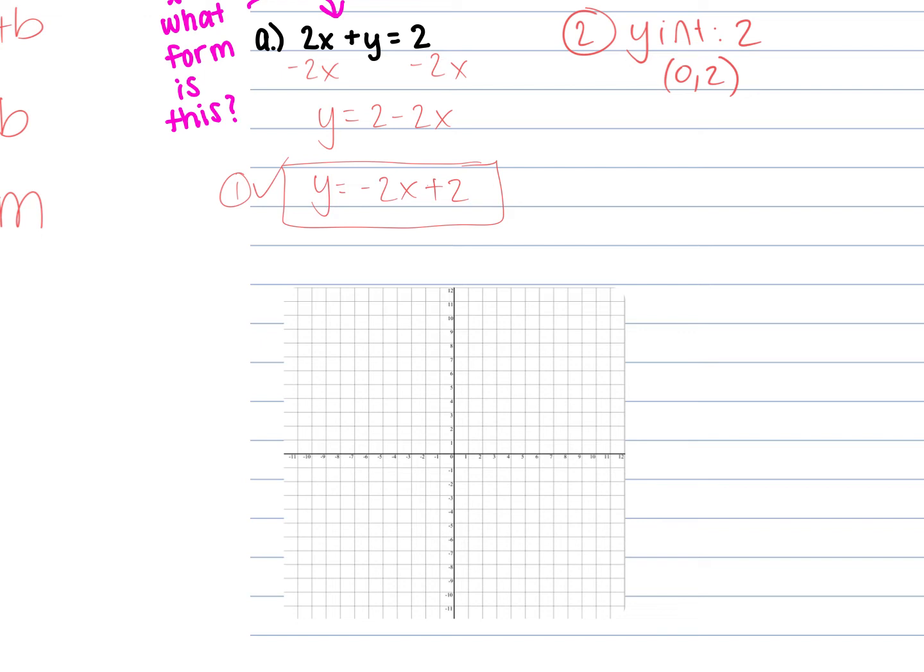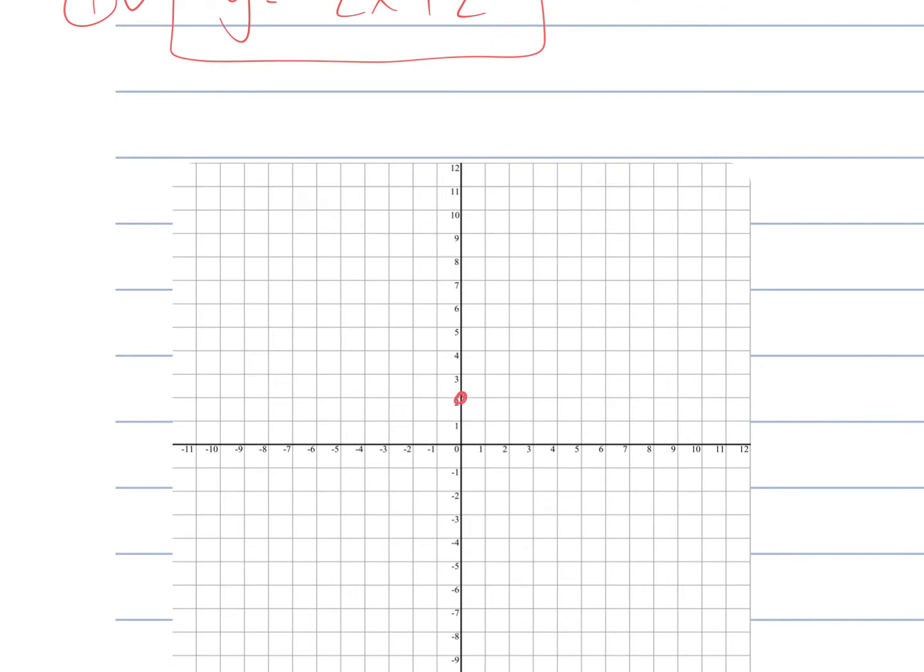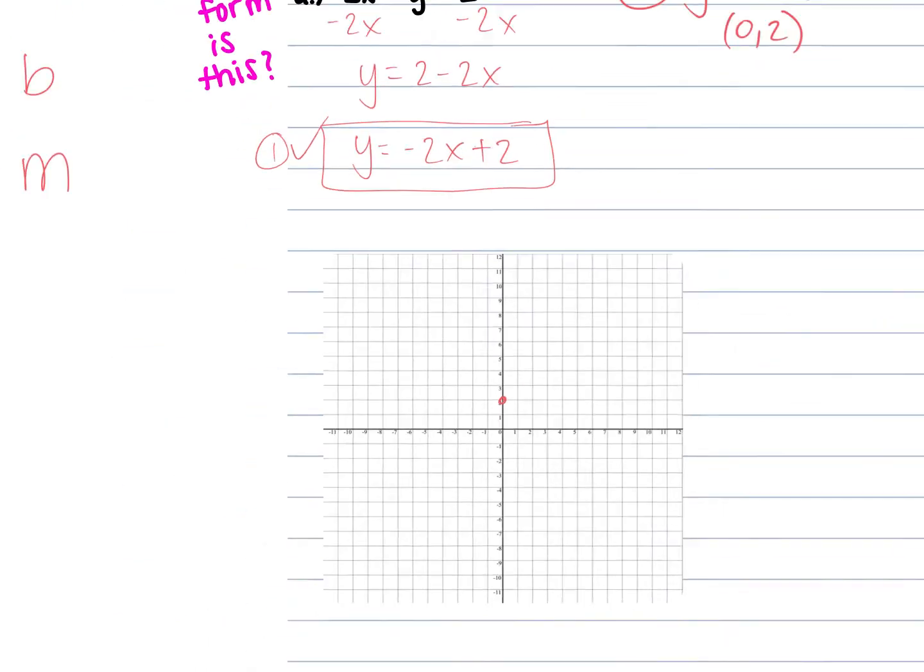Good. A y-intercept means it intersects the y-axis, correct? What axis is this guy over here intersecting? The x-axis. Do we want him to intersect the x-axis? No, because that's an x-intercept. So erase that second guy. All we want is the first one, 0, 2. So we're good, right? What was step number 3?